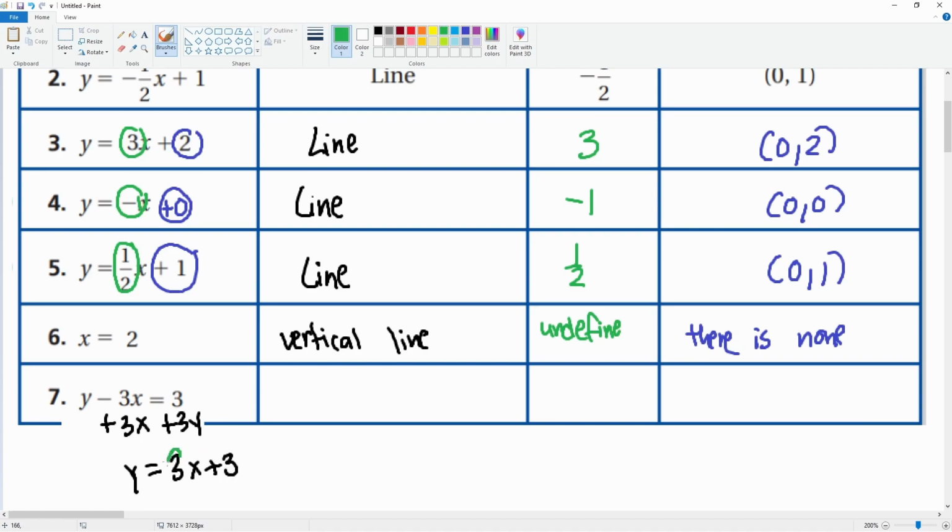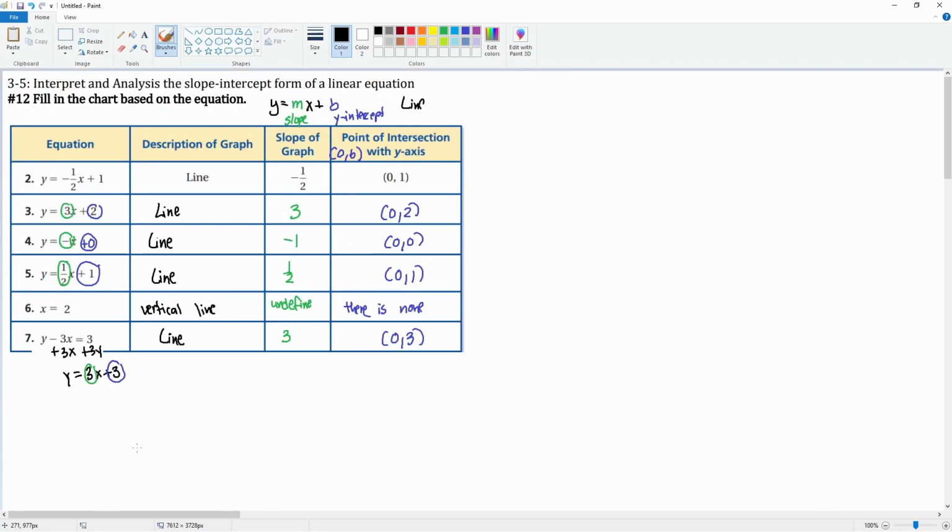Right, what is the slope? It is the number in front, so the slope here is 3. What is the y-intercept? That is the trailing 3 here, so it is (0, 3). No matter what, this is still going to be a line. Okay, we just have to convert number 7 from standard form into slope-intercept form. There you go.